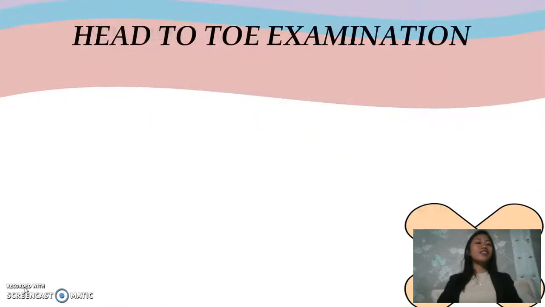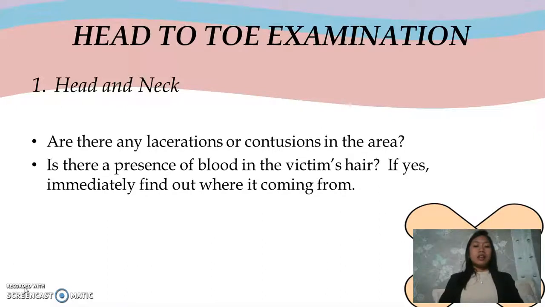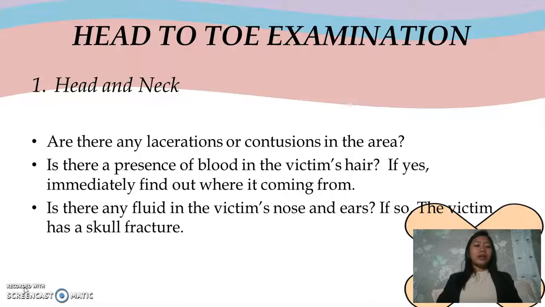Then we have the head to toe examination. First, head and neck. Are there any lacerations or contusions in the area? You have to check the lacerations and the contusions in the area. Second, is there a presence of blood in the victim's hair? If yes, immediately find out where it's coming from. Third, is there any fluid in the victim's nose and ears? If so, the victim may have a skull fracture.